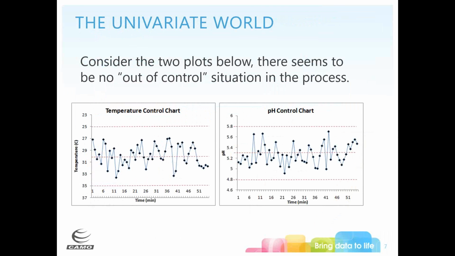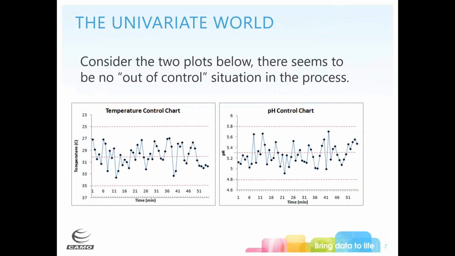If you look at the univariate world, and this is very common, especially in process manufacturing, where you'll have a control chart. So you'll have a number of variables like temperature or pH that you're trying to measure, and you know what your target is. Say for your temperature here, your target is 30 degrees Celsius. Your pH target is 5.3, and you have some statistical limits around those that you know in a normal situation this is behaving accurately.